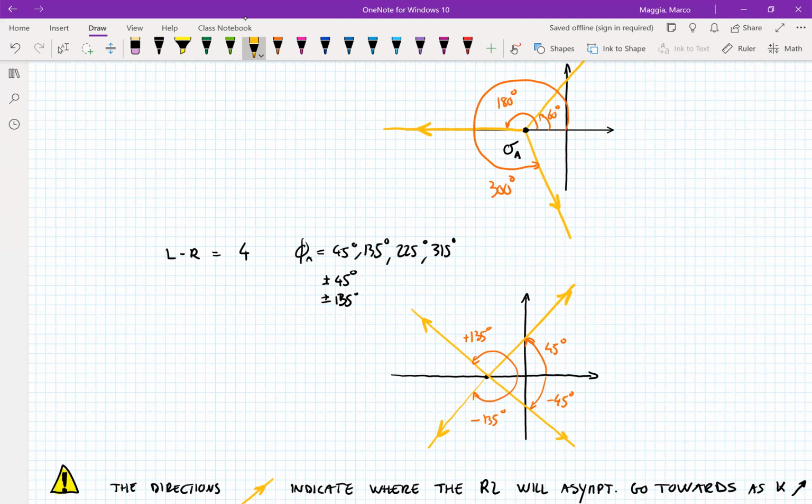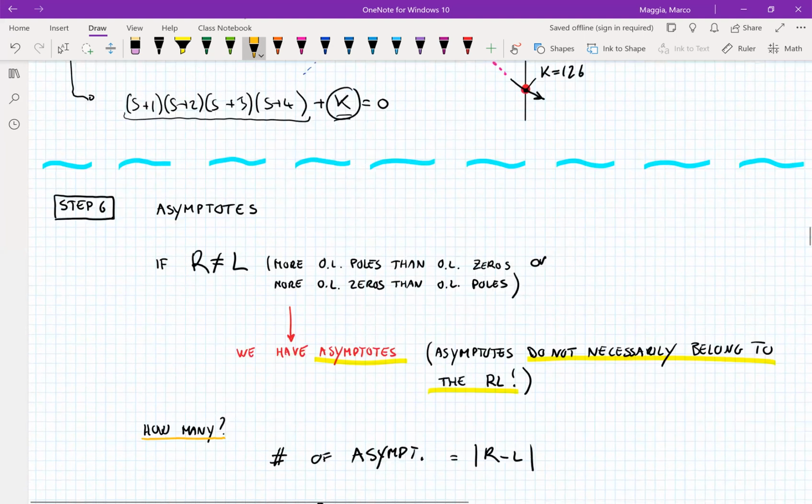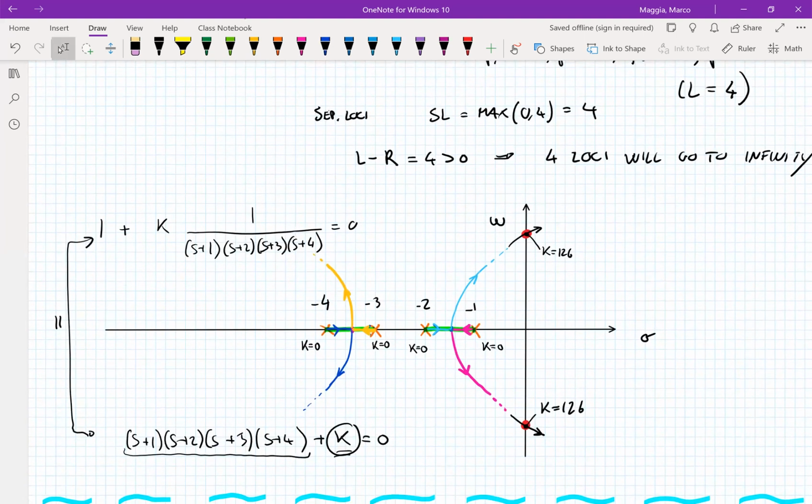All right, so going back to the example that we were seeing for the laser gun, we have L minus R equal to 4. So the asymptote centroid is equal to (-1 -2 -3 -4) divided by 4. So we have minus 2.5 right here. You see that this doesn't belong to the locus. And the asymptotes being 4, they are shaped like a cross.